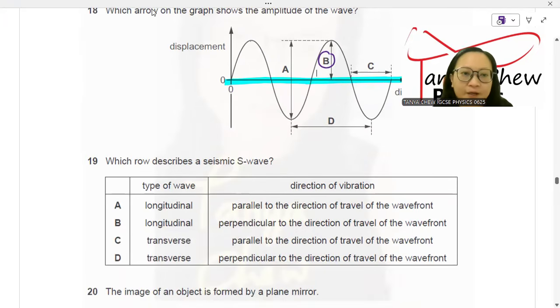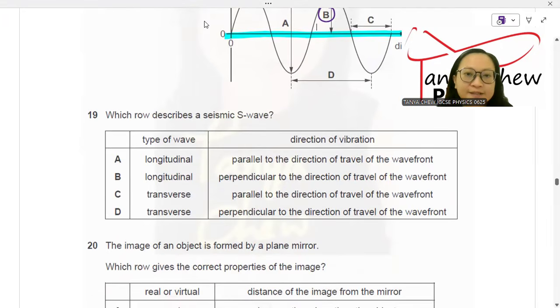Now, number 19, which row describes a seismic S wave? You have to do memorization here. You have to memorize. S wave is related to transverse wave. P waves are related to longitudinal wave. Transverse wave, direction of vibration is always perpendicular to the direction of the wavefront. How do I remember? You write this, transverse wave. Can you see? I just put 90 degrees and I know the vibration of the particle is always 90 degrees, perpendicular.